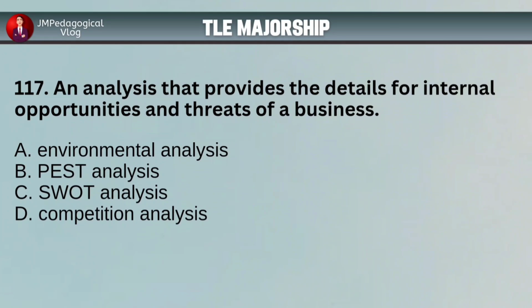117. An analysis that provides the details for internal opportunities and threats of a business. A. Environmental analysis. B. Political, economic, social, and technological PEST analysis. C. Strengths, weaknesses, opportunities, and threats SWOT analysis. D. Competition analysis.